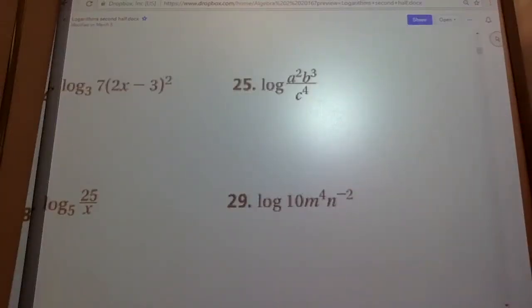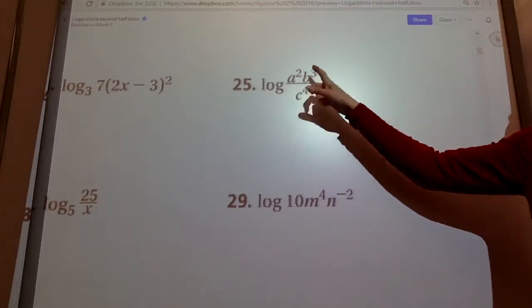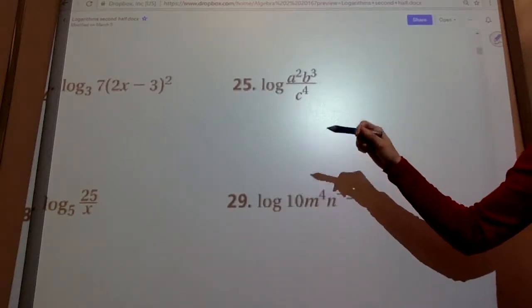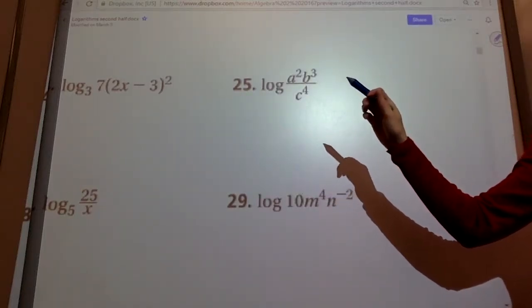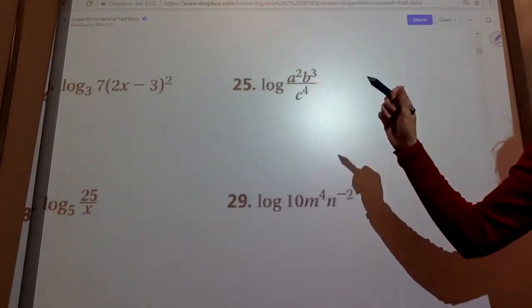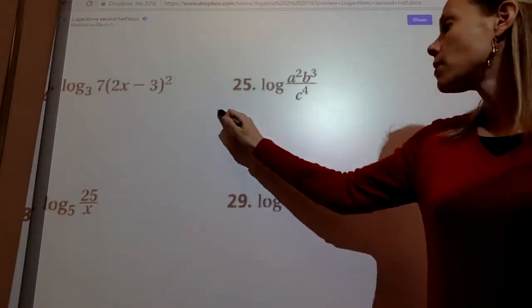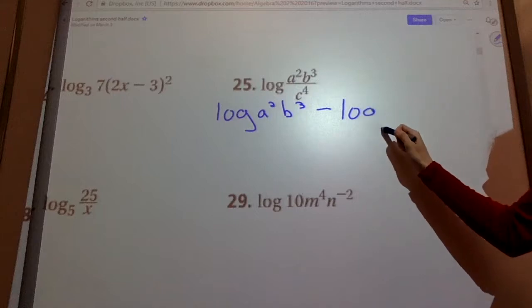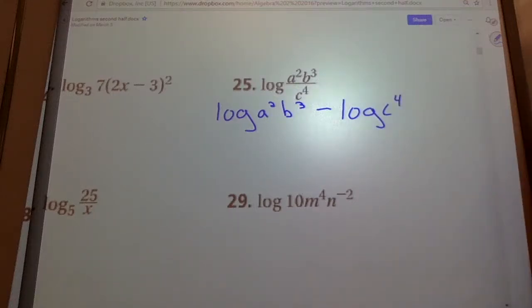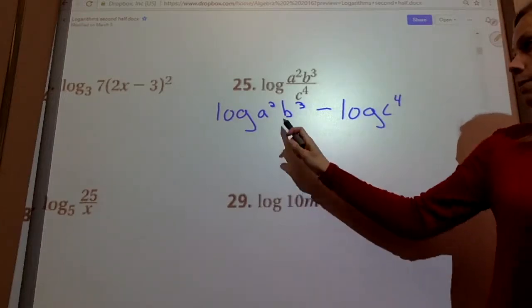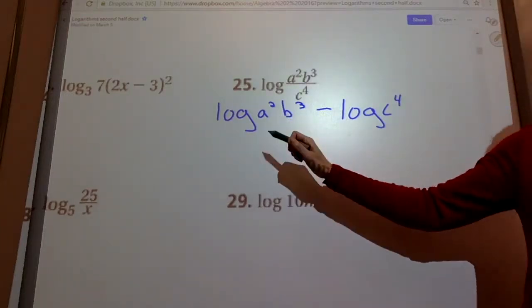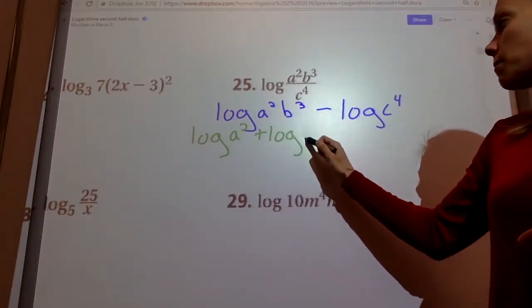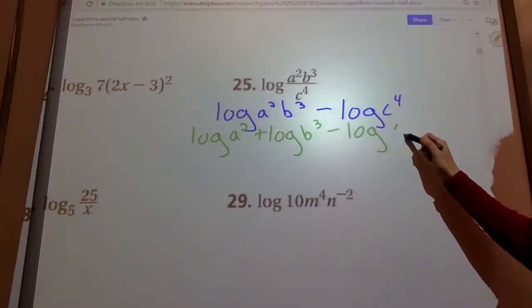25. I see that I have some powers, I have multiplication, I have division. What would I need to break apart first? The division. You need to break apart the division first. Yep. Think order of operations, right? You gotta break that division. So I'd have log a squared b cubed minus log c to the 4th. Okay, break apart the division. Then I can break apart this multiplication. Log a squared plus log b cubed minus log c to the 4th.